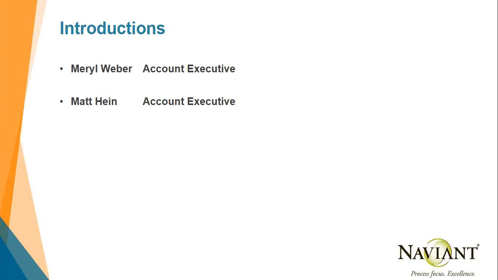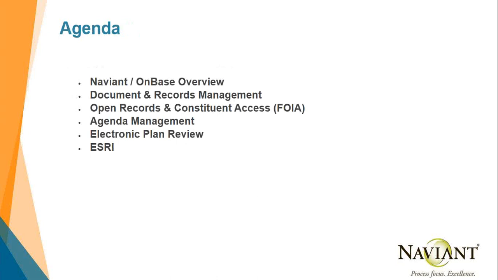within this product. So as we get started, just a brief agenda. We're going to show a little overview as far as Naviant and OnBase. I'm going to speak about that. I'm going to jump into then some documents and records management discussion within OnBase, and then we're going to talk a little bit about open records and constituent access, also known as FOIA, or the Freedom of Information Act. Then I'm going to talk a little bit about agenda management. I'll transition over to Merrill. We'll finish up with electronic plan review and then the Esri integration for OnBase.